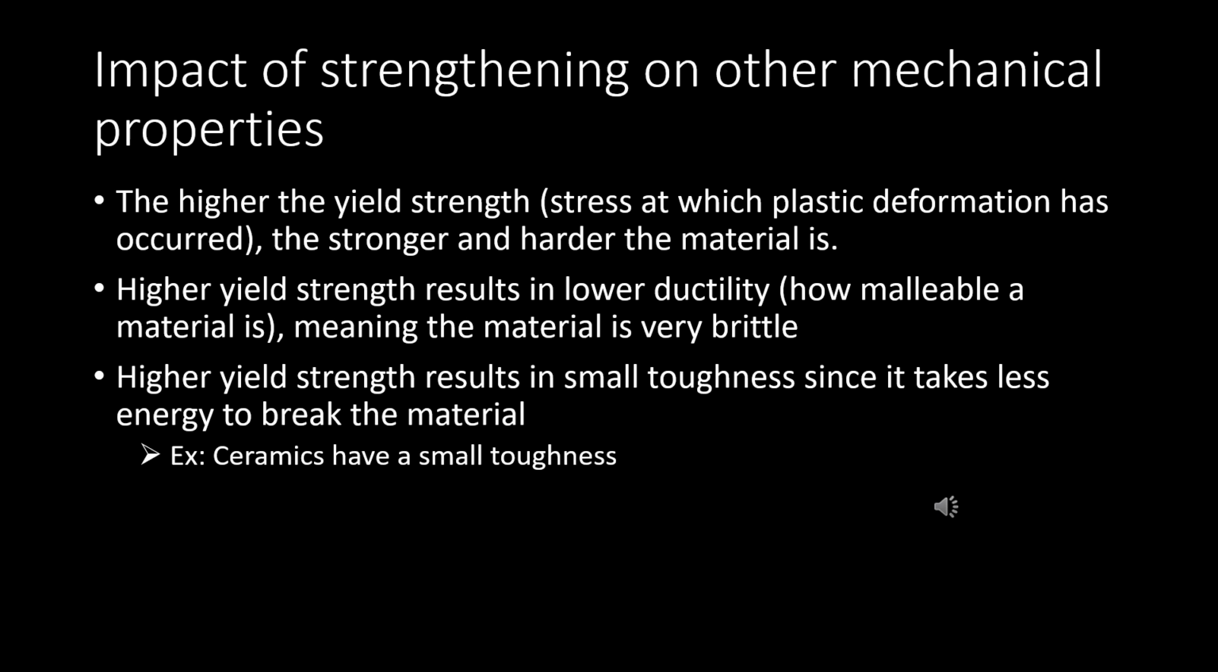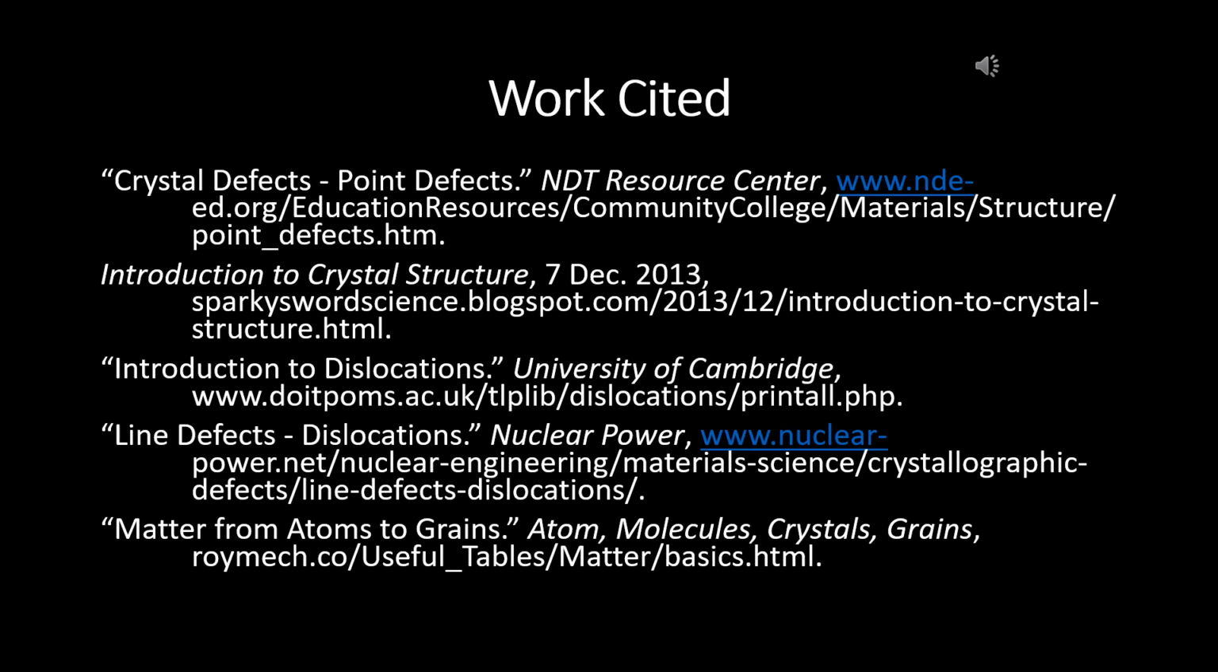Finally, a higher strength in the material results in a smaller toughness, since it takes less energy to break a material. For example, think of a ceramic plate, which is quite strong, but when dropped it easily breaks, showing small toughness as well as low ductility. The following video showed how defects like dislocations can impact mechanical properties such as strength.